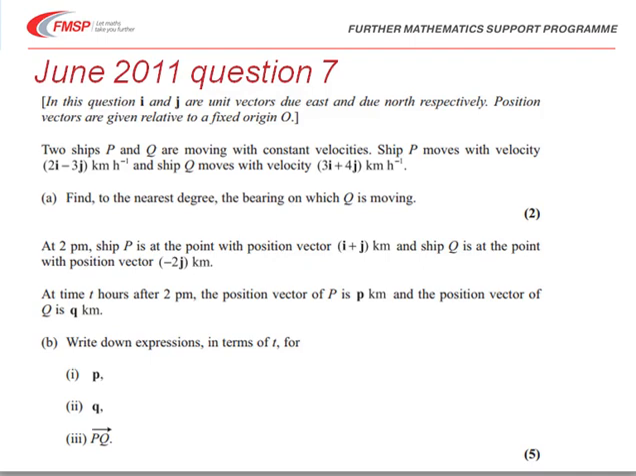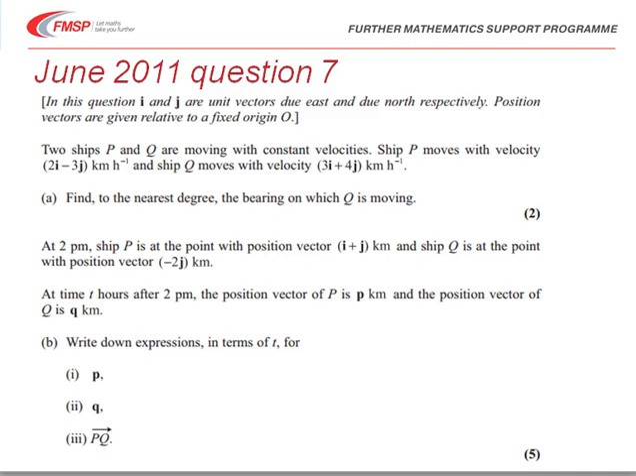Two ships P and Q are moving with constant velocities. Ship P moves with velocity given by 2i minus 3j, and ship Q moves with velocity 3i plus 4j, and these are in kilometres per hour. The first part of the question was simply to find the bearing on which Q is moving.